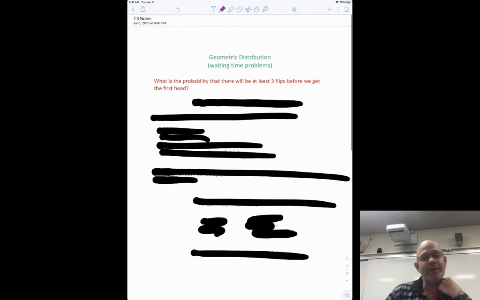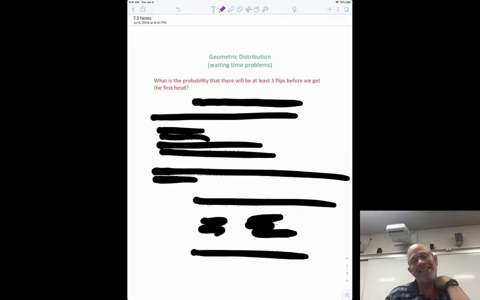Hello, everyone. We're on section 7.3 today. Nice, short, quick, easy little section for you today. This is the one I mentioned yesterday, the connection to the binomial distribution. There's one that's similar. This is called a geometric distribution, sometimes also called a waiting time problem.